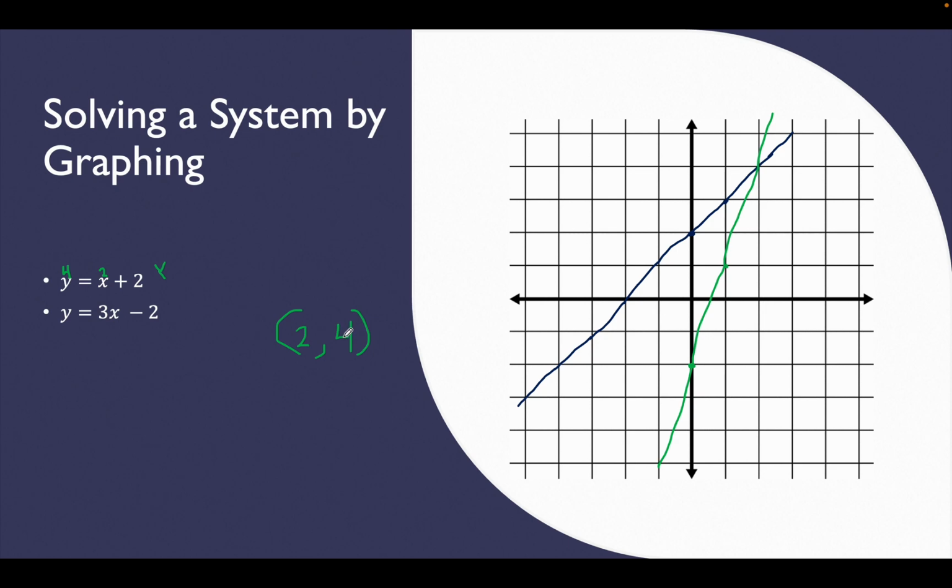Let's do the same thing for 2, 4 and see if it works out here. If I put in a 2 here, will the end answer be 4? 3 times 2 is 6, minus 2 is 4. So that means that this side would be 4 and that side would be 4. Boom, that is a true statement as well. Yes. That works.